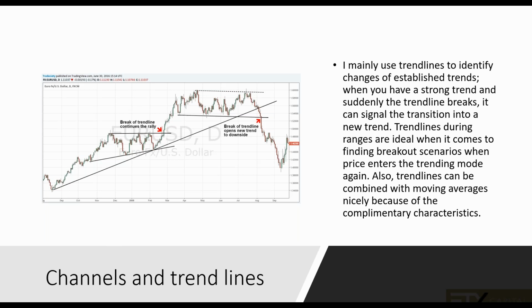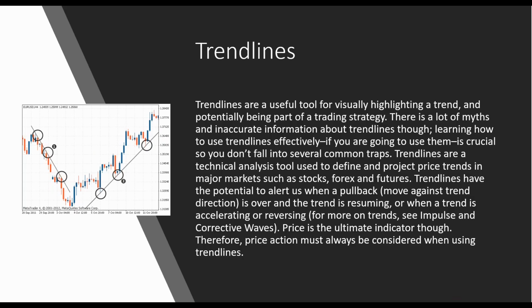Now, I mainly use trend lines to identify changes of established trends. When you have a strong trend and suddenly the trend line breaks, it can signal the transition into a new trend. Trend lines during ranges are ideal when it comes to finding breakout scenarios and when to enter, when a price is entering a trending mode. Also, trend lines can be combined with moving averages nicely because they complement the characteristics. So trend lines are a useful tool to visually highlight a trend and potentially be part of a trading strategy.